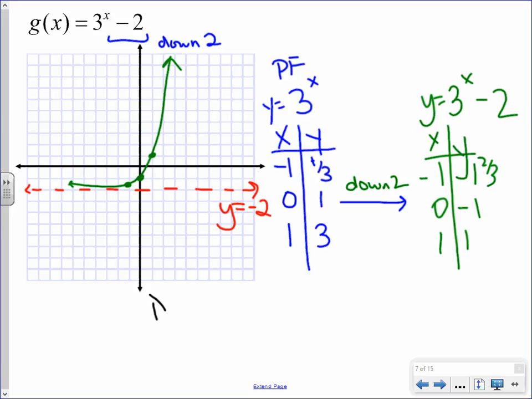Sarah, what's the domain of this function? Good. What's the range of this function? Kelsey? Good. -2 to infinity. We're above the axis, so -2 to infinity. Okay. Any questions about these graphs?